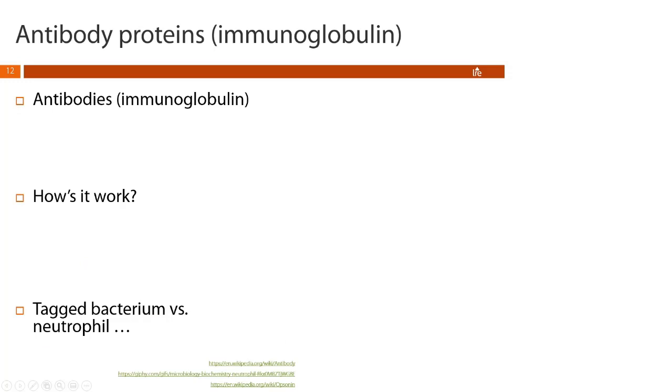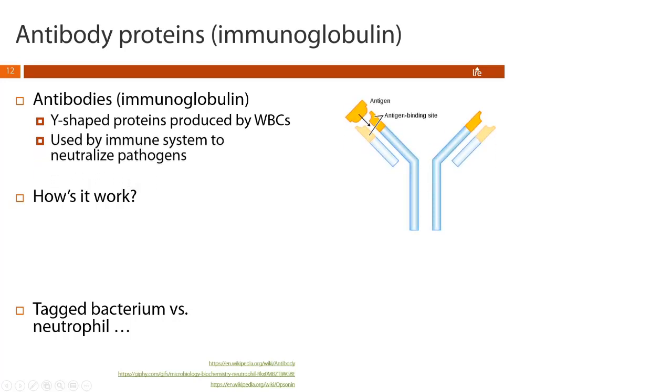Okay, our next class of proteins are antibodies, also called immunoglobulins. Antibodies are Y-shaped proteins, and they're produced by white blood cells, and they're used to neutralize pathogens, something like a virus or a bacterium that has invaded our system that we've got to do something about. At the top of the Y on this antibody structure here, we have what we call antigen binding sites. These are areas that have a specific binding affinity to some kind of protein or sugar sticking off of this pathogen.